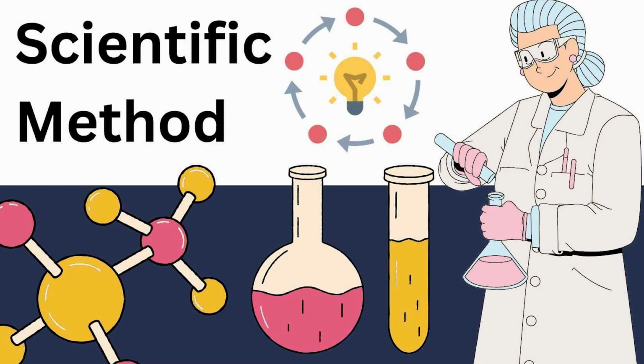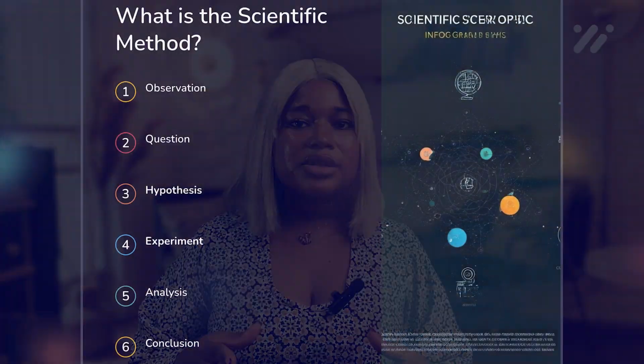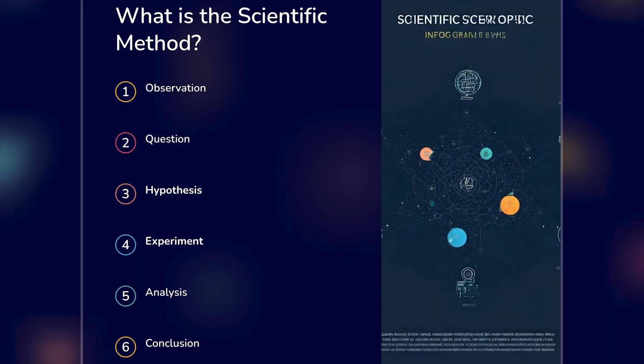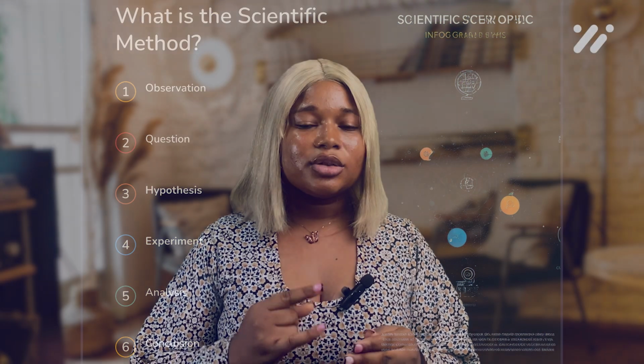It is a systematic step-by-step approach that scientists use to answer questions about the natural world. Whether you are figuring out the chemical composition of a substance or discovering a new reaction, the scientific method helps you stay organized, logical, and objective. The six core steps of the scientific method are observation, question, hypothesis, experiment, analysis, and conclusion.